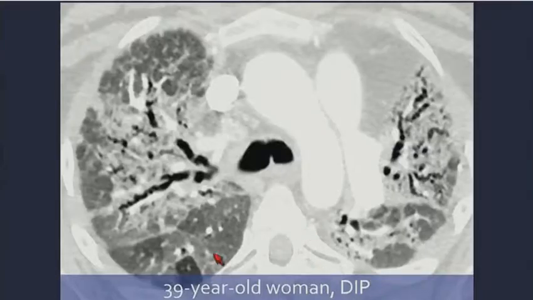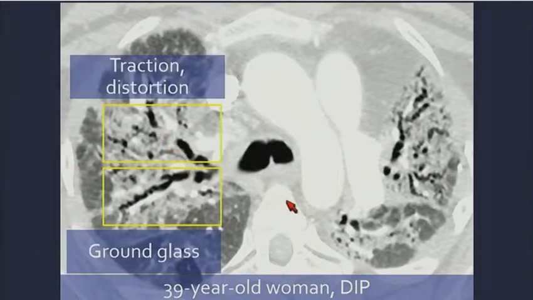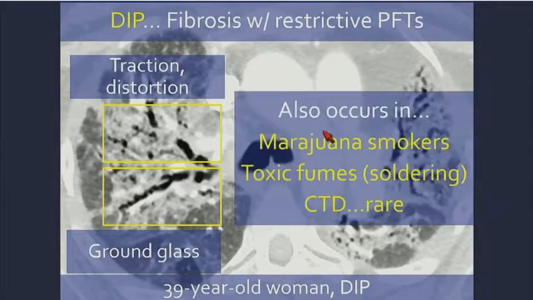Patients can progress. This is a 39-year-old woman with DIP. And notice that in addition to the ground glass here, we have areas of traction and distortion. And this is a patient who developed fibrosis with restrictive PFTs on testing. And this is a severe case that was being teed up for lung transplantation. Remember that this also occurs, if you didn't know, in marijuana smokers. It can occur in toxic fume exposure. Soldering has been one thing associated, the fumes associated with this. And then also rare, but has been reported in connective tissue diseases like scleroderma.